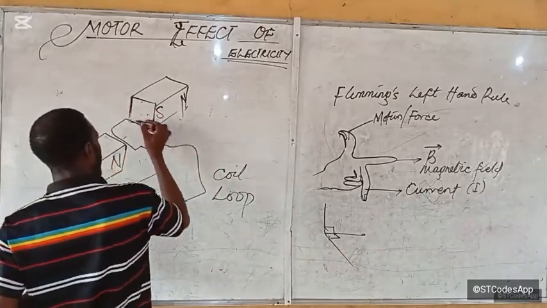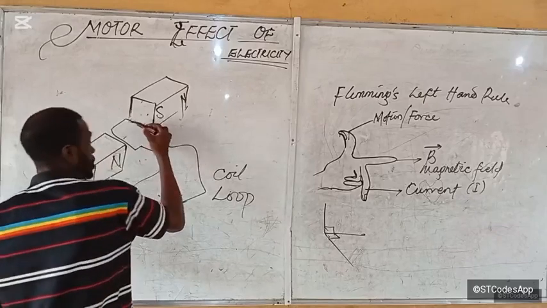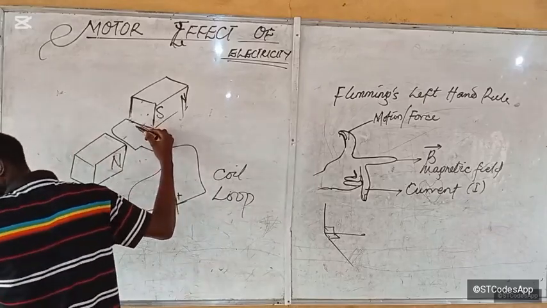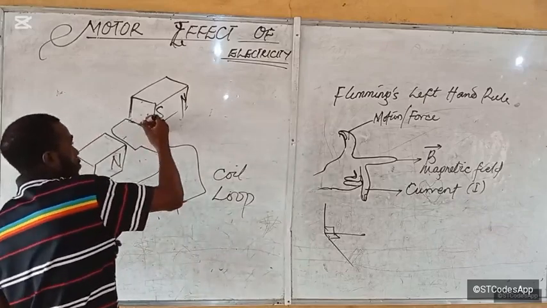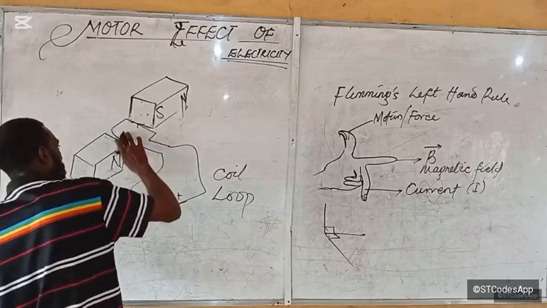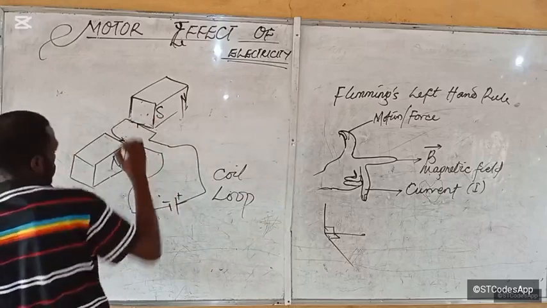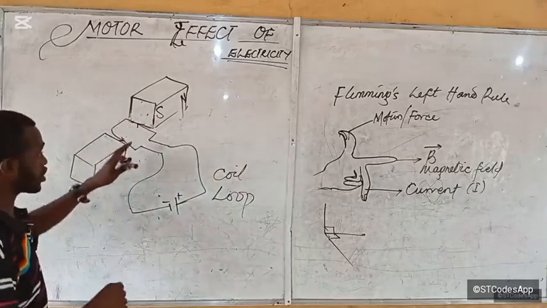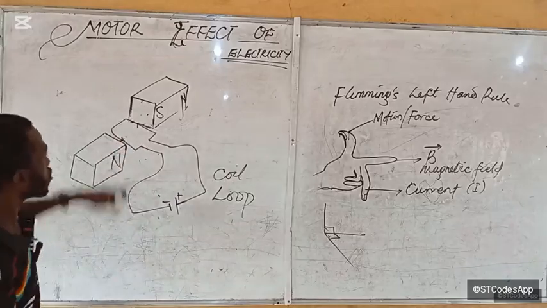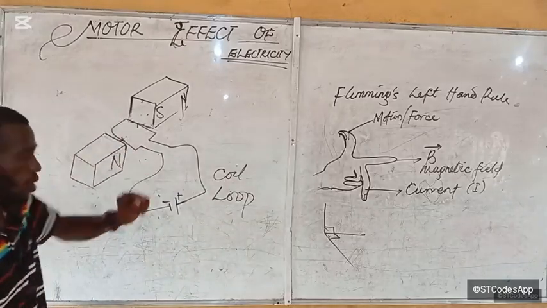On this side of the loop, current is going to flow in a particular direction, which is upward, right? On this side of the loop, current will flow downward. Is that okay? We want to see how it will affect this. That's why we're choosing only those two sides of the loop. So on this side of the loop, let's see what happens.